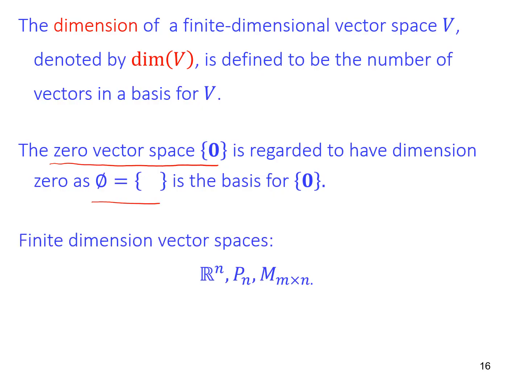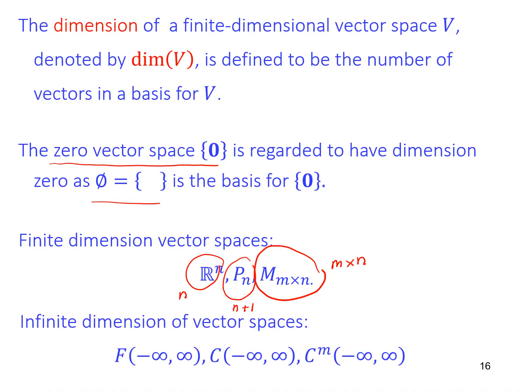For finite dimensional vector spaces, the dimension of Rn, Euclidean n-space, is n. The dimension of the space of all polynomials of degree at most n is n plus 1, and the dimension of the space of matrices of size m times n is m times n.